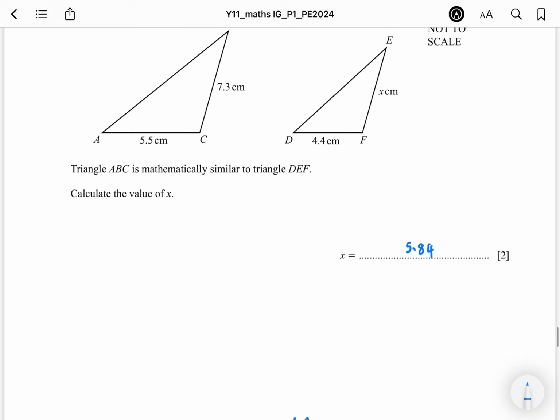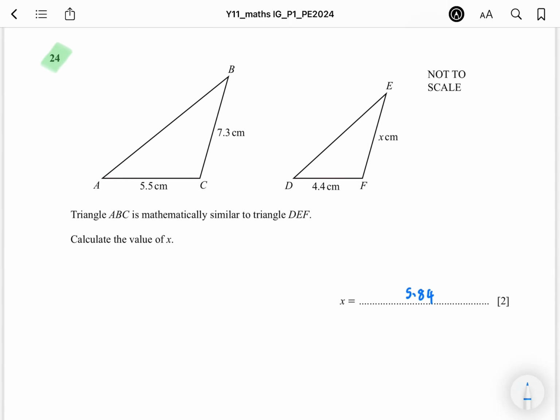Last question here. Keyword here would be similar. So similar property means ratio of corresponding sides are equal. Okay, and that is what we're going to use. So these are the corresponding sides, 5.5 and 4.4, 7.3 and x are the corresponding sides. So since we want to find x, we're going to use x over corresponding side 7.3, and we start with 4.4, the same triangle as x, over 5.5.